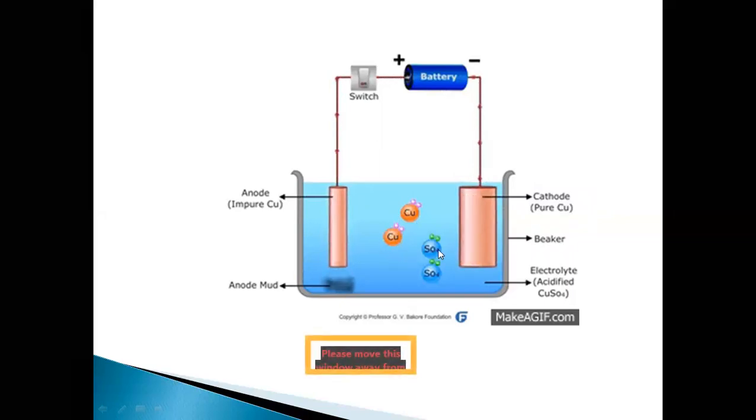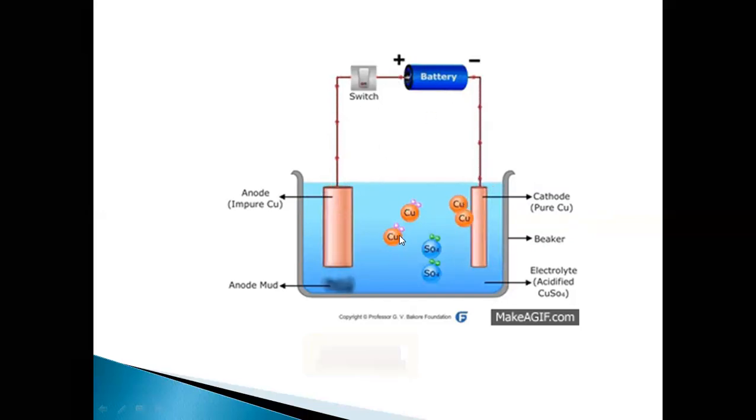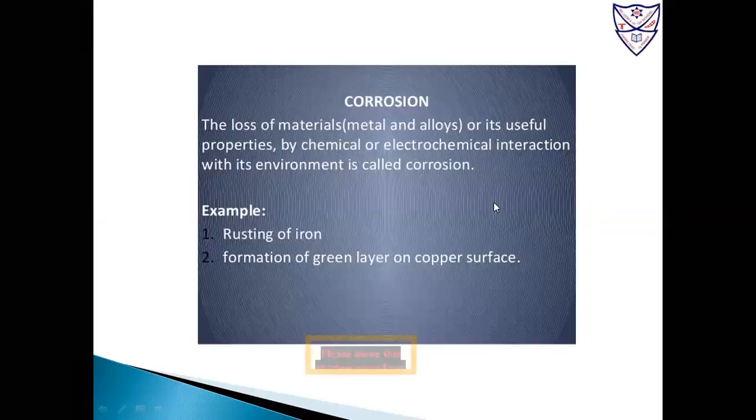So Cu plus 2 is attracted to the cathode. Cu is a cation, and a cation is attracted to the cathode. In this way you can see here, the impure form of the copper is the anode mud. Okay, so this is how it works. The electron passes from here, and the cation goes from here to the cathode.